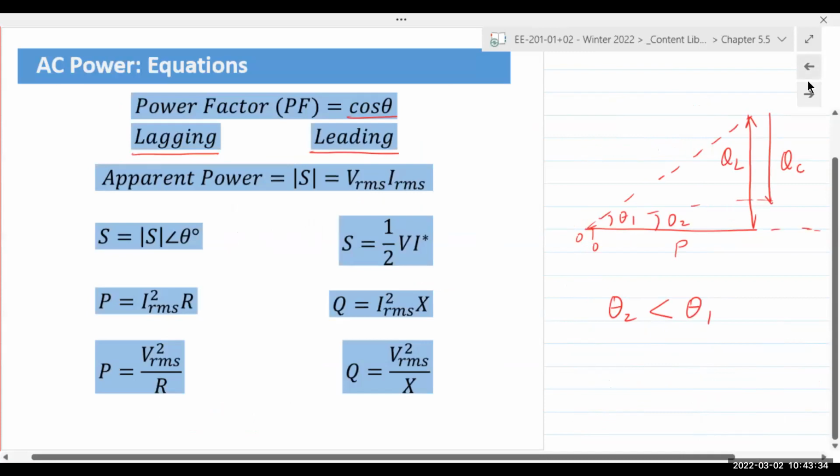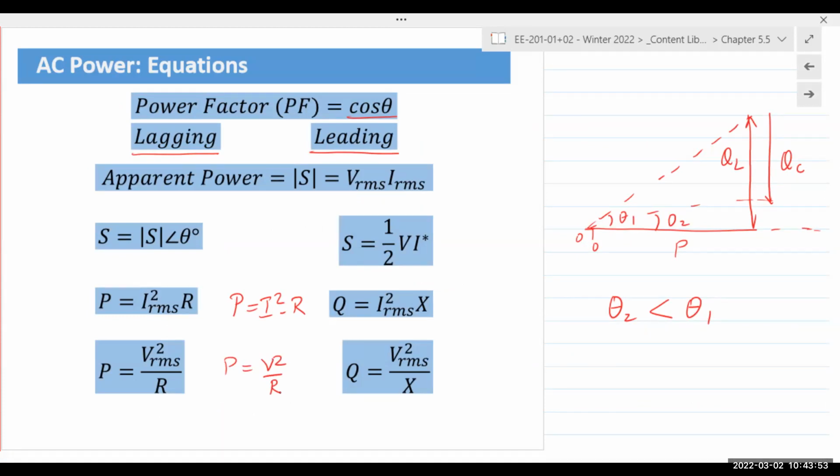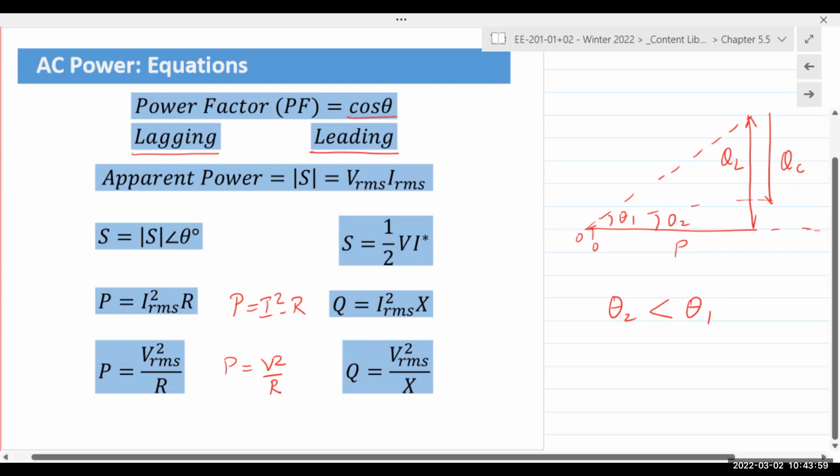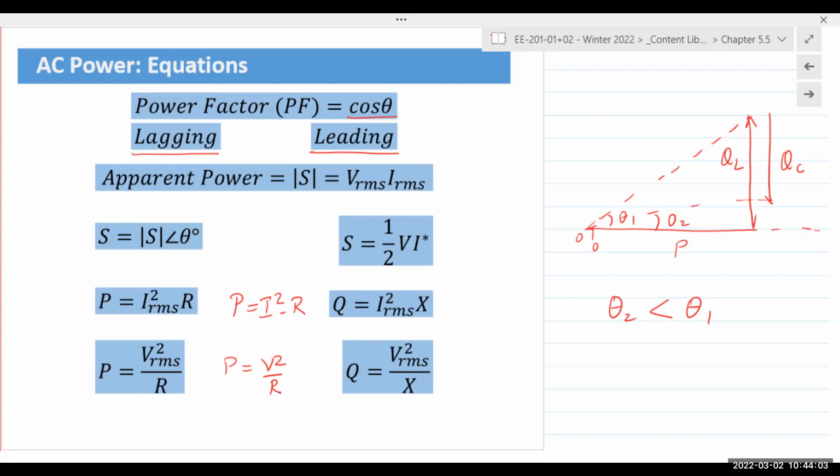So if you're trying to find it for the components, you would use this. You remember from chapter 1, P is equal to I squared times R, P is equal to V squared over R. The exact same equations, except it's AC, so we need the average value, which is described by the RMS values. If you're trying to find the power for a resistor, you find the current or the voltage for the resistor, and you apply these two equations, either one.